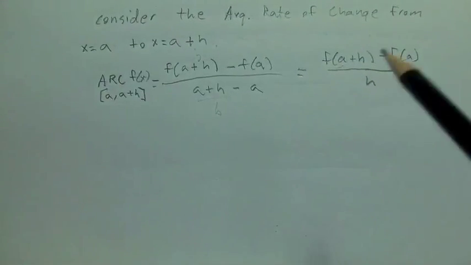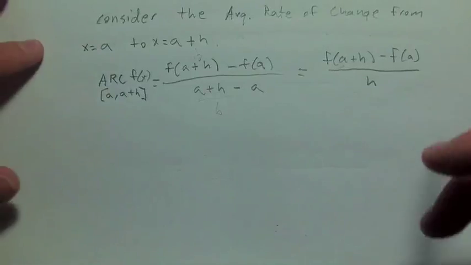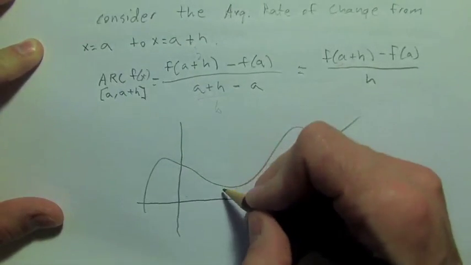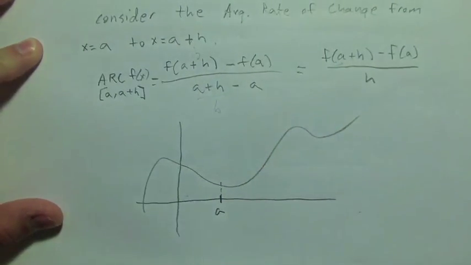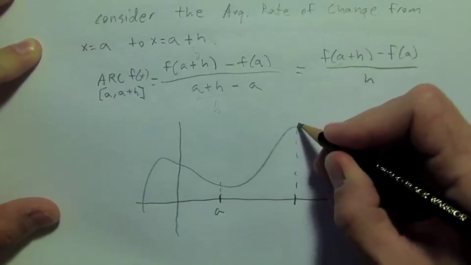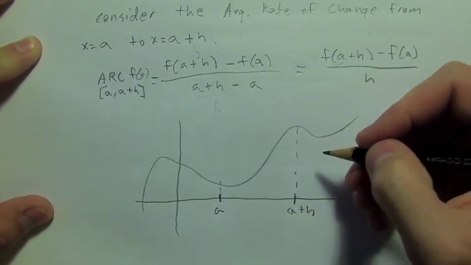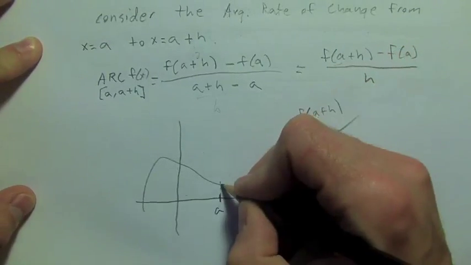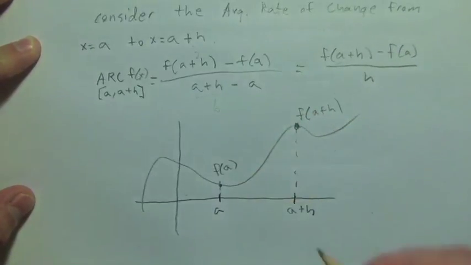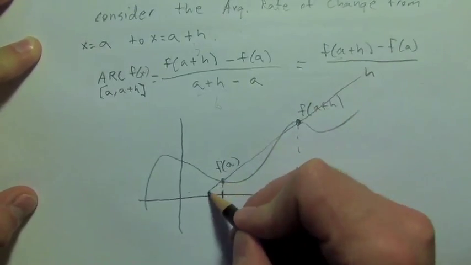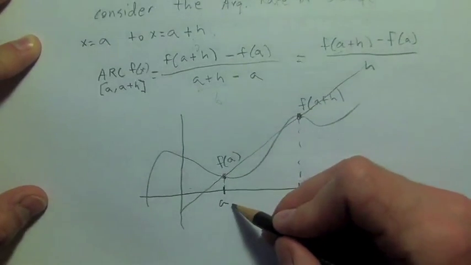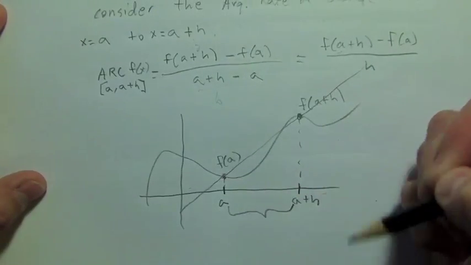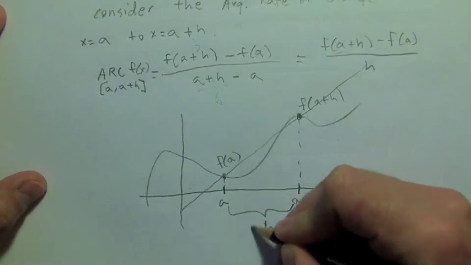Okay, so this is just another way to write the average rate of change, and here's how it does it, right? If I have my function here, and let's say this is a, right? A plus h, let's say, is right here. So this y value up here would give me f of a plus h. This would be f of a. And we have the secant line between the two. And this right here, this distance between a and a plus h, is h.